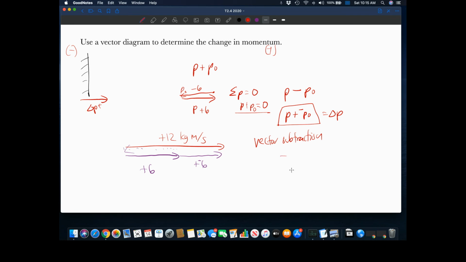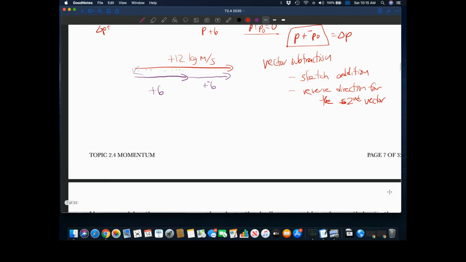What we do is we sketch addition and then reverse direction for the second term, or the second vector. And that allows us to easily find the delta p.